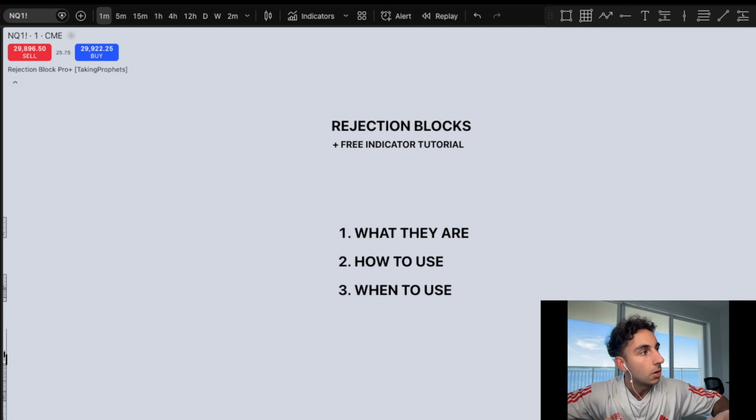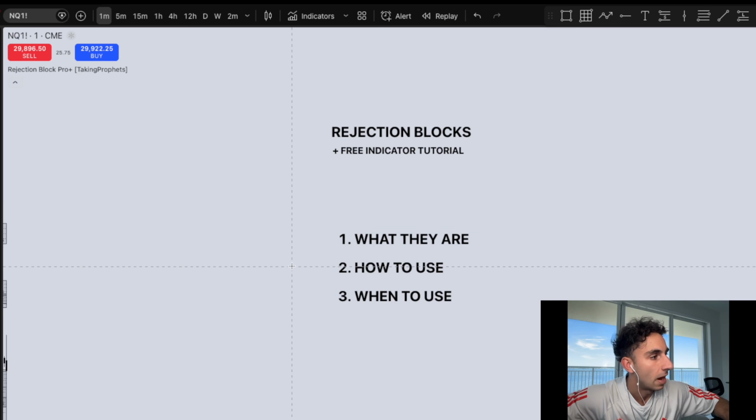In this video, we're going to be going over rejection blocks. A couple of you have asked me to make a video on rejection blocks, and finally I'm getting around to it. I want to go over what a rejection block is, the actual concept, and how to use it.